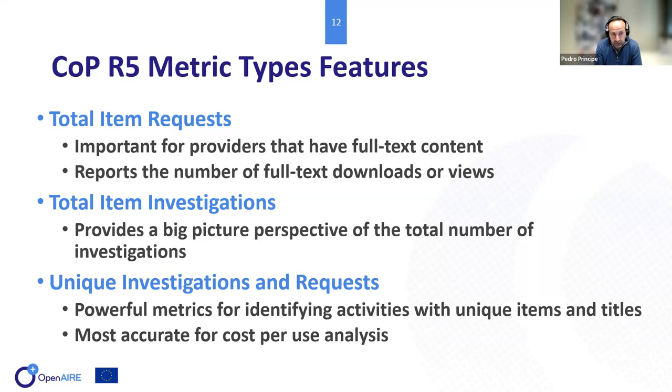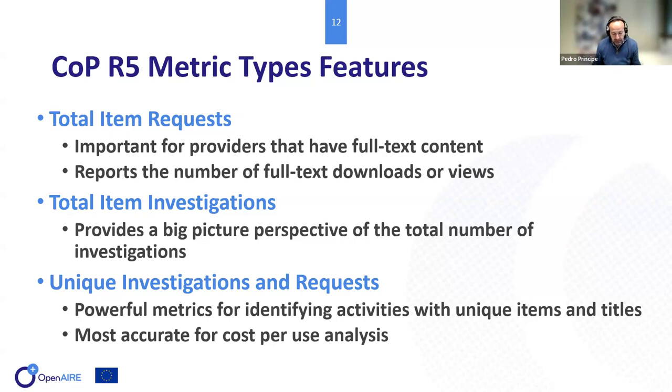And here, when it comes to item requests, we can see the number of full text downloads and views. When it comes to total investigations, it provides a big picture, okay, of the actions that are being done for a specific item. So the highlight here is that it is a really powerful metric for identifying activities with unique items and titles. It's interesting to have this more accurate analysis.